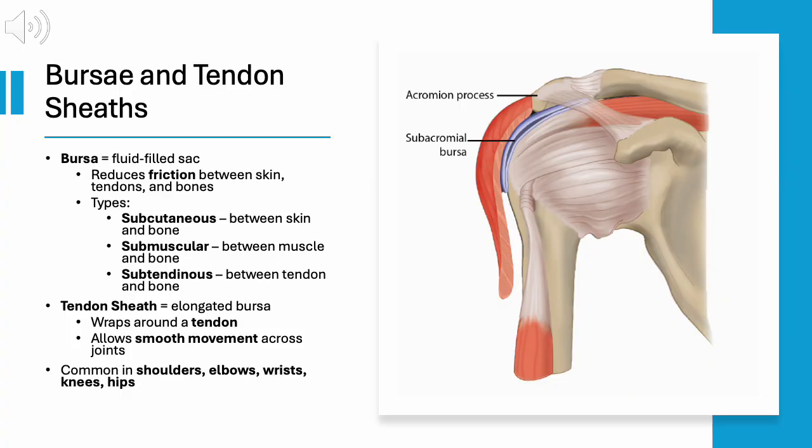Now let's look at two important friction-reducing structures found around synovial joints, bursae and tendon sheaths. A bursa is a small, fluid-filled sac lined with synovial membrane and filled with synovial fluid. Its main function is to reduce friction where tissues like skin, tendons, or muscles might rub over bones. Depending on their location, bursae are named differently.